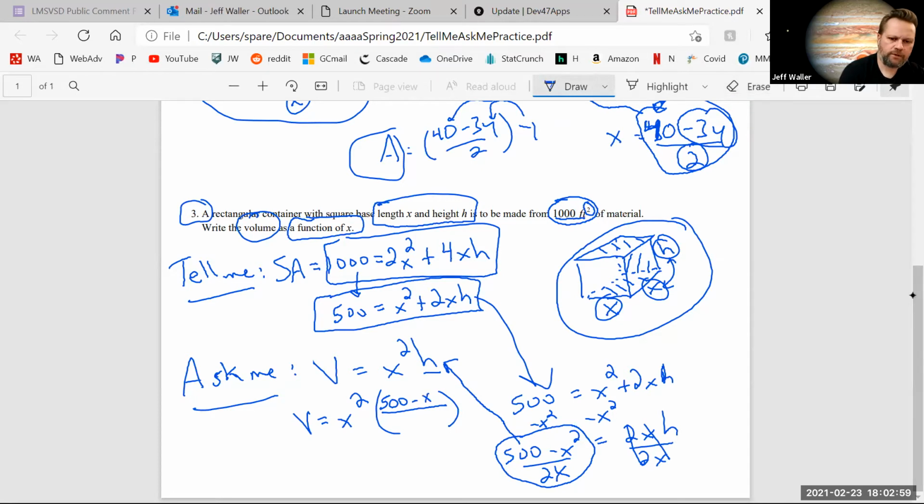500 minus x squared over 2x. So I just took h and replaced it with this, because that's what h is. Does everybody understand what I mean? I just figured out that h is this. So what is my volume a function of now? How many variables is it a function of? Just x, and that's what they wanted.